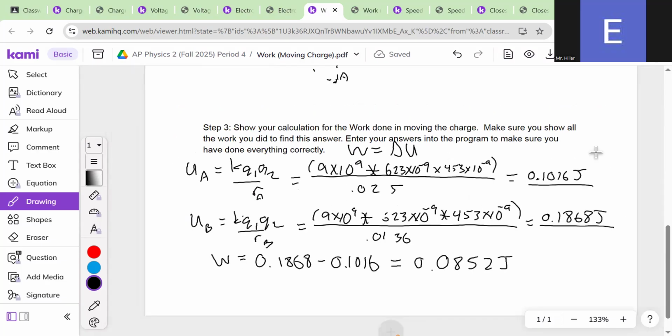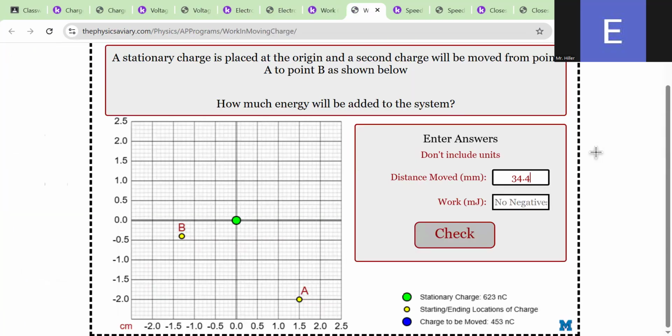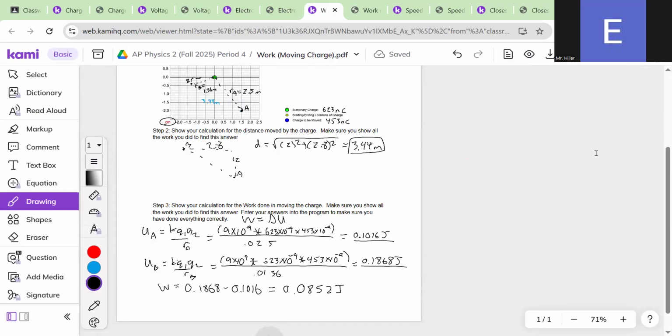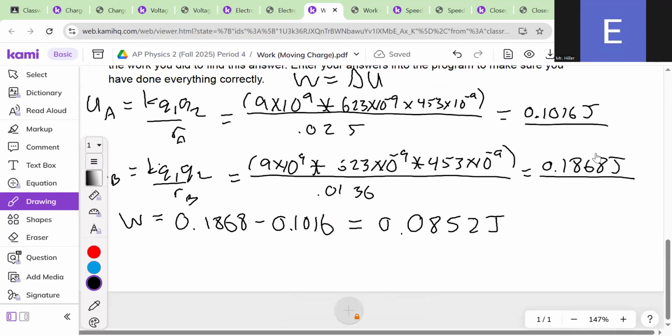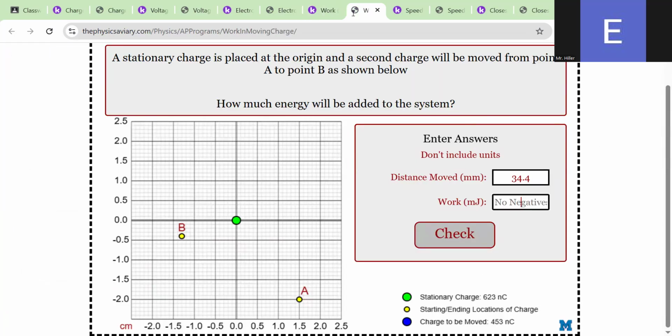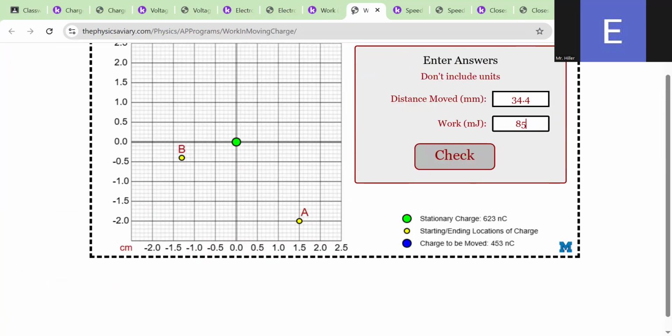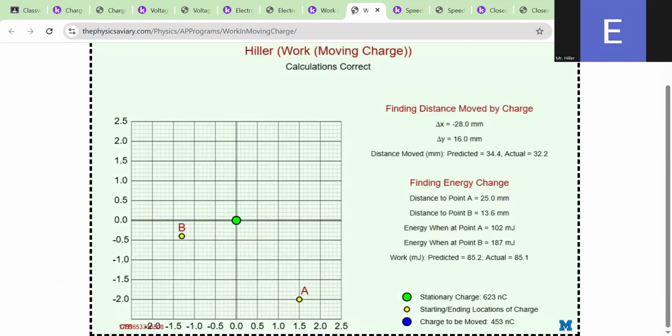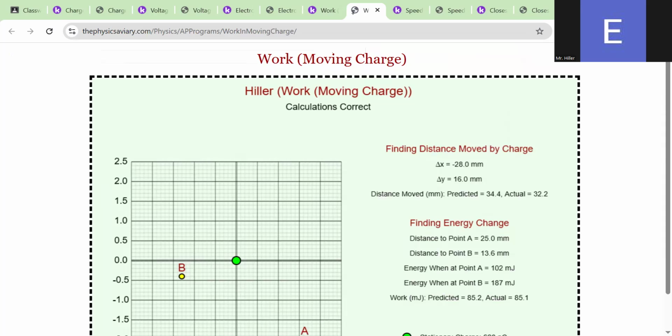Okay, now it wants the answer in millijoules. So to convert from joules to millijoules, just simply move the decimal 3 places to the right. So in my case, it'd be 85.2 millijoules. Right, there we go. Hopefully you were able to get that correct as well.